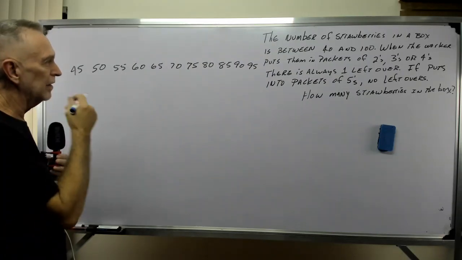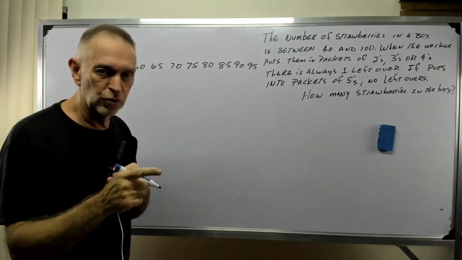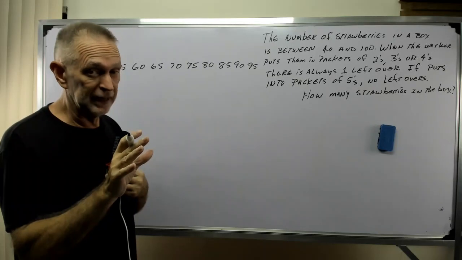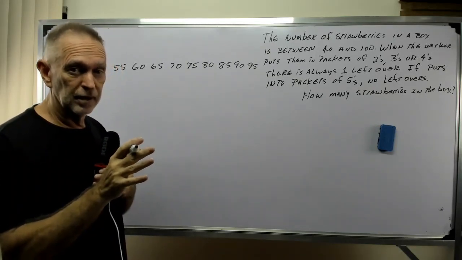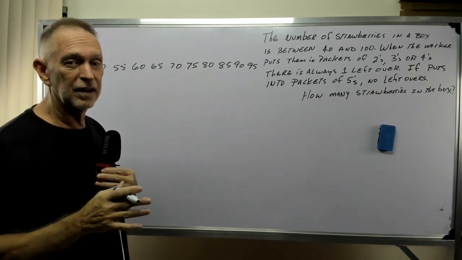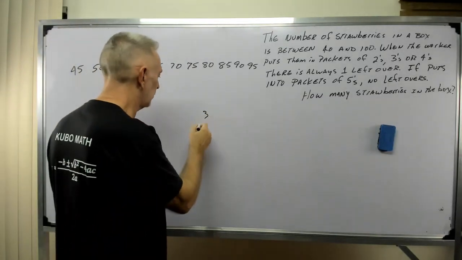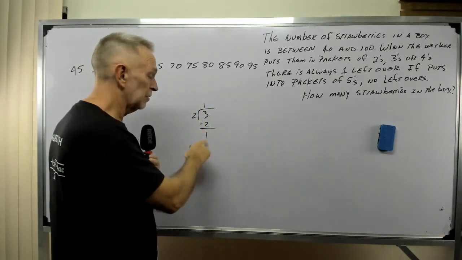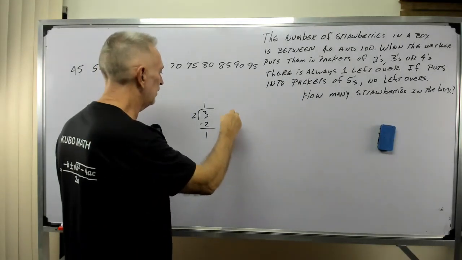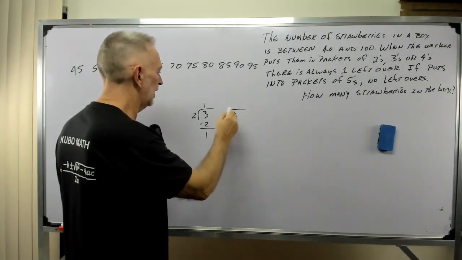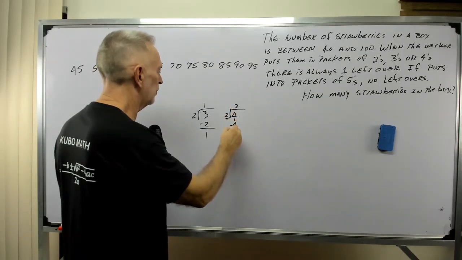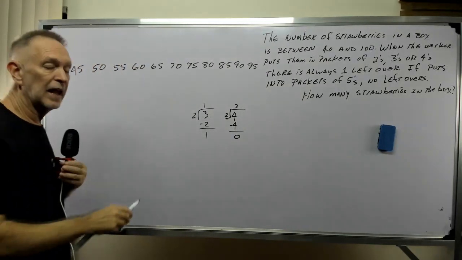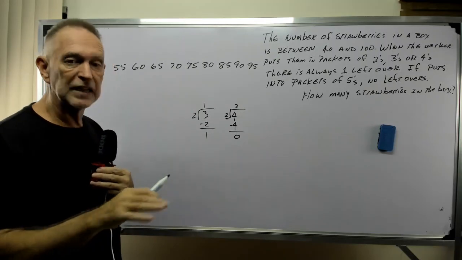Okay? Now then, if it's divisible by 2 without a remainder, that means it's an even number. It has to be an odd number to have a remainder. For example, 3 divided by 2, okay, 1 times 2 is 2, 3 minus 2 gives me a remainder of 1. But if this is an even number, 4 divided by 2, 2 times 2 is 4, 4 minus 4 is 0. There is no remainder.